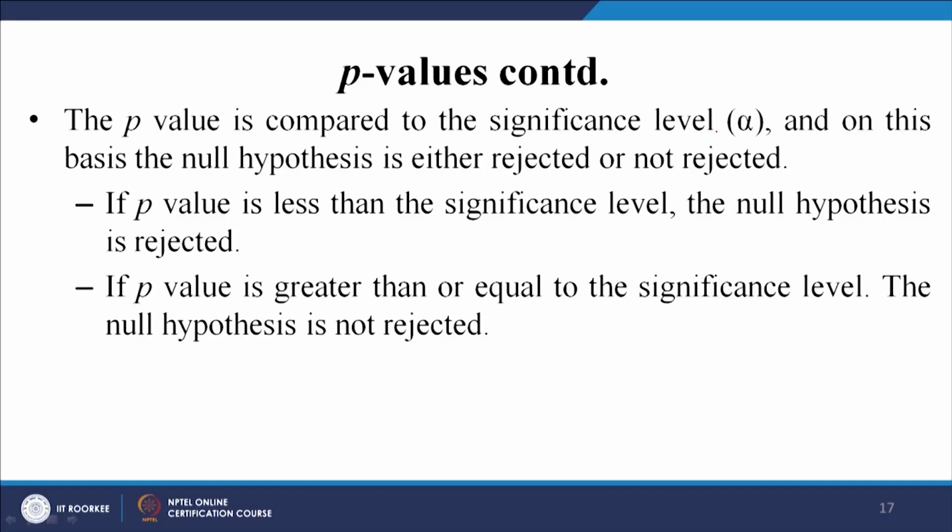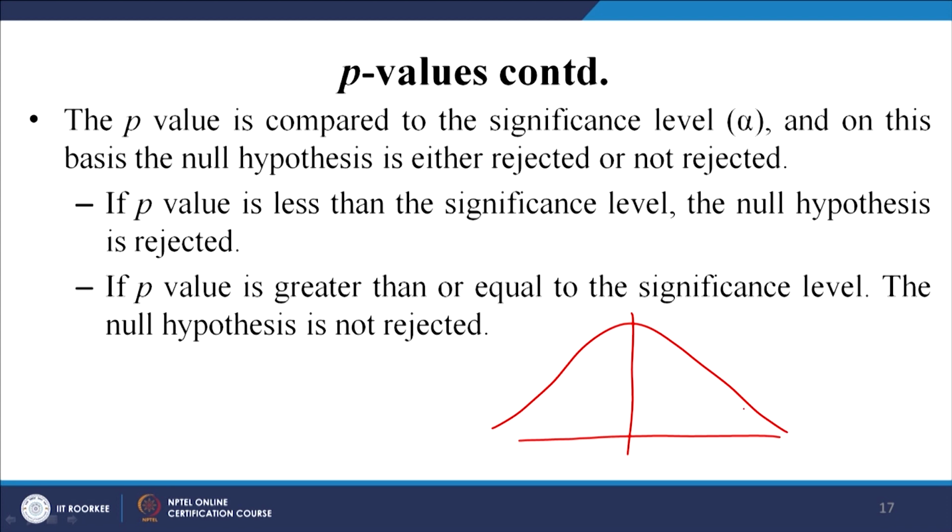How do you calculate this p value, and how is it different from the alpha? This is what needs to be very clear. Then we move on to the next slide. It is written out here: the p value is compared to the significance level, and on this basis the null hypothesis is either rejected or not rejected.